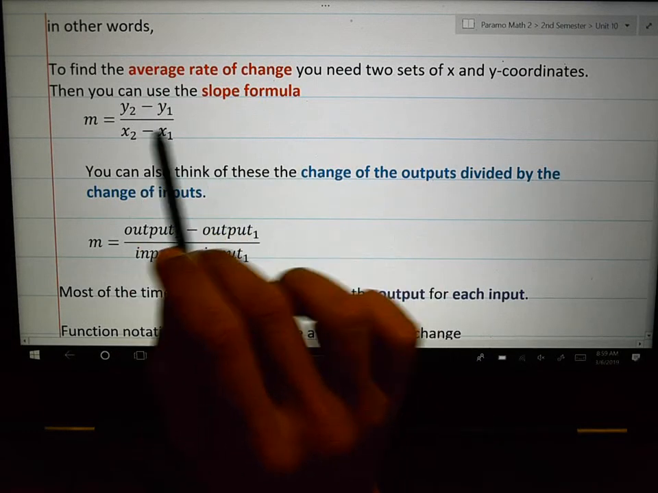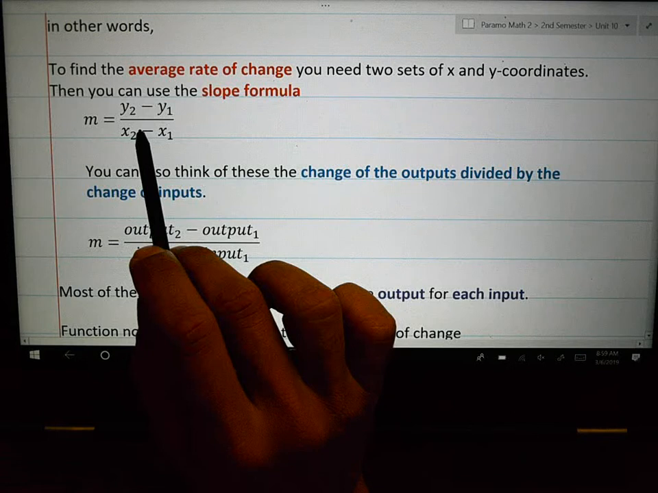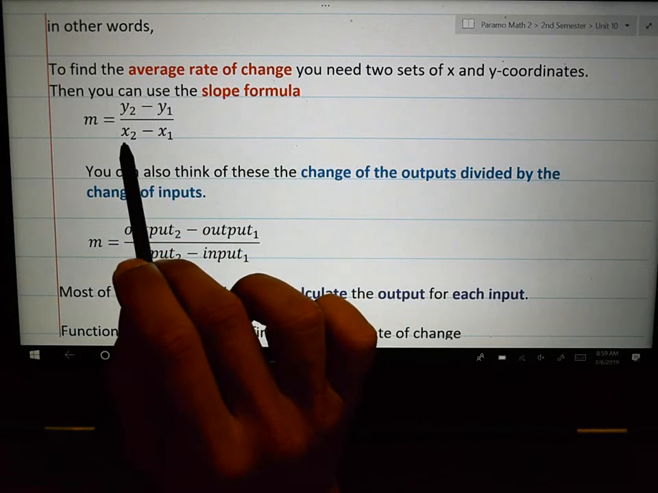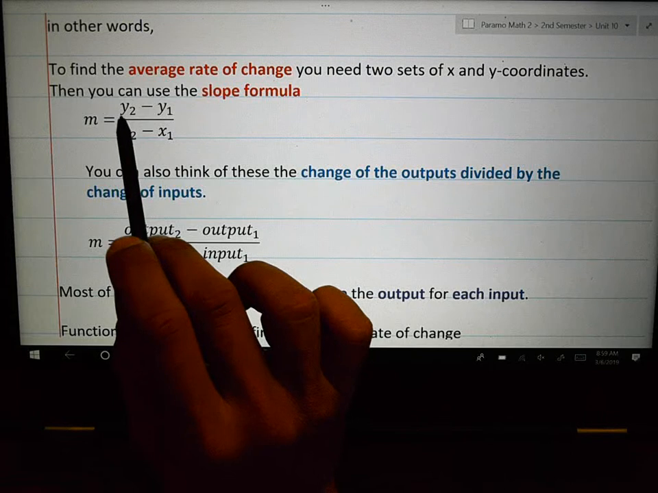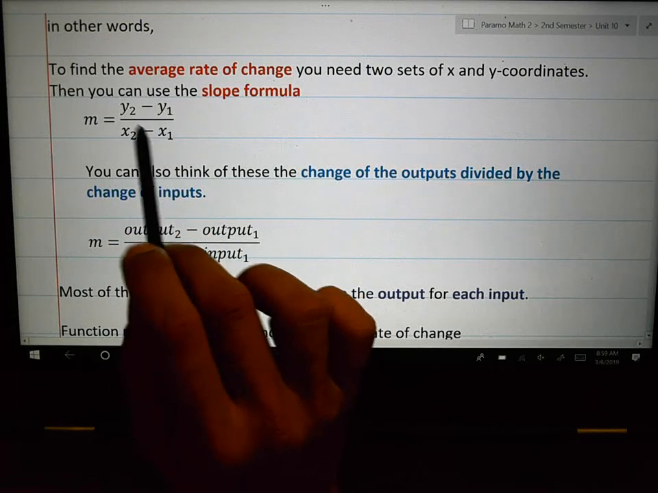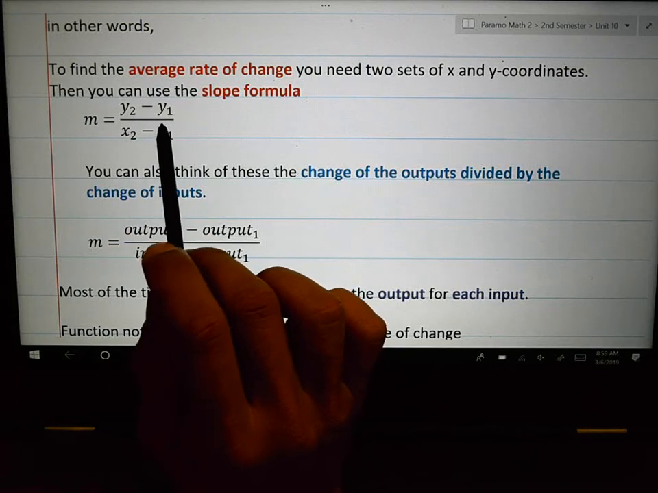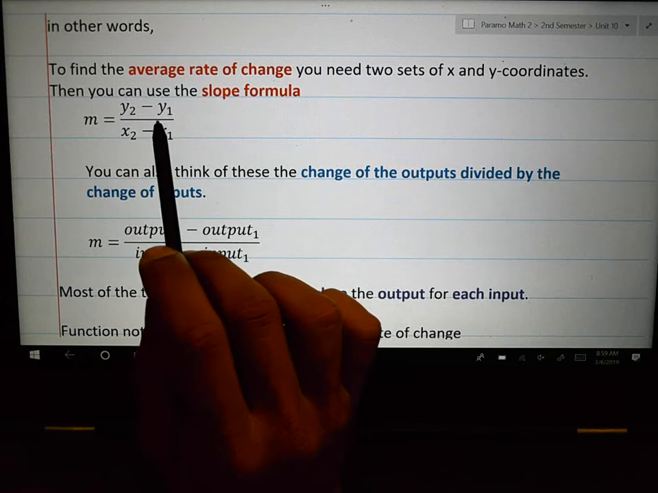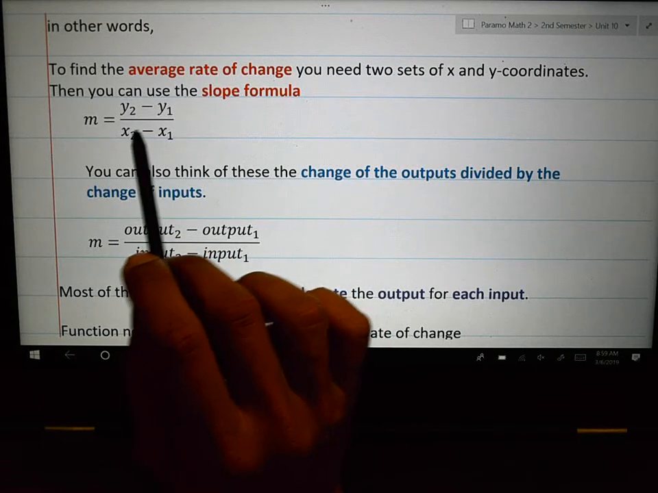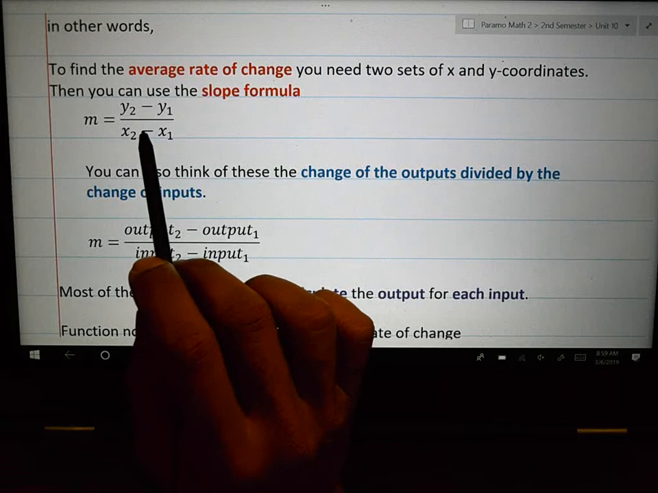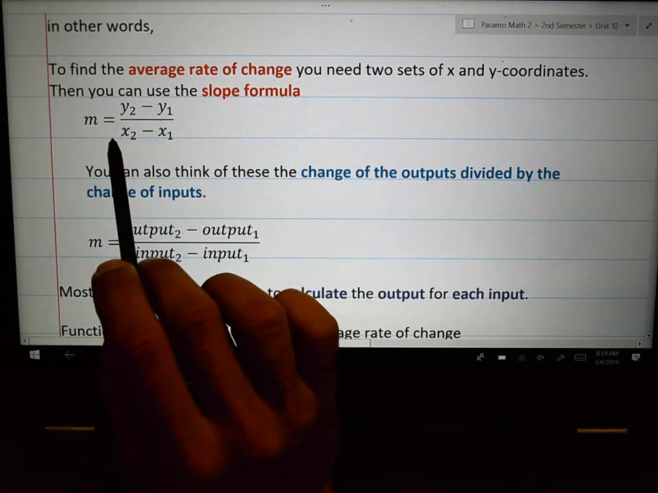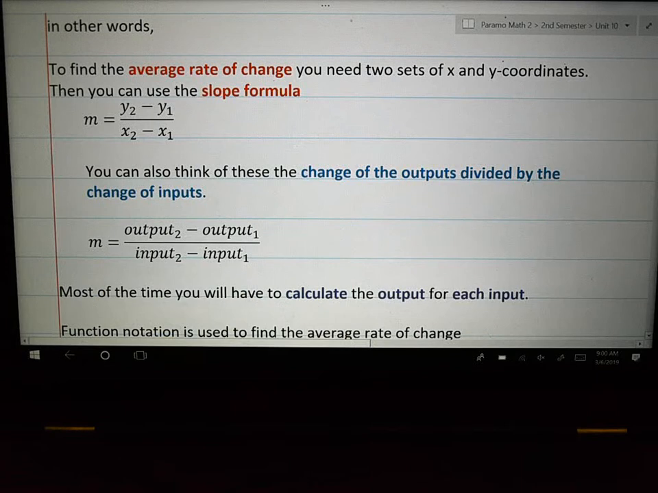So what do we do in here? We use something called the slope formula to find the average. It's the difference of your y's over the difference of your x's: y2 minus y1 over x2 minus x1. These 2's and these 1's are just telling you that this y is your second y minus your first y. They have nothing to do with the problem other than it's your second y minus your first y divided by your second x minus your first x.